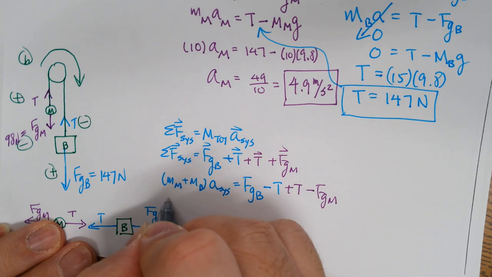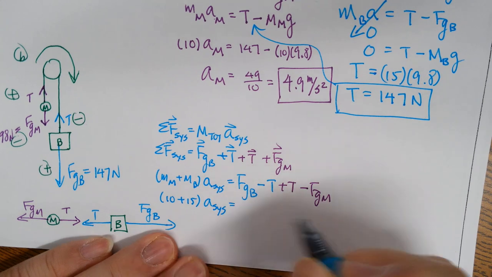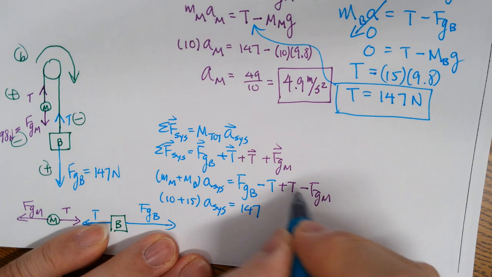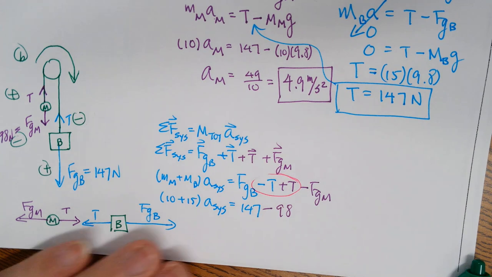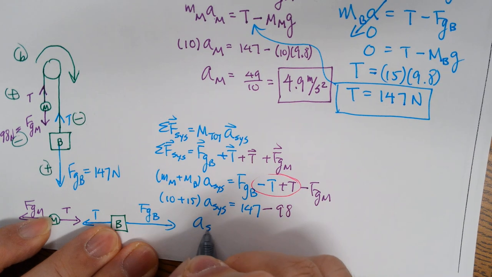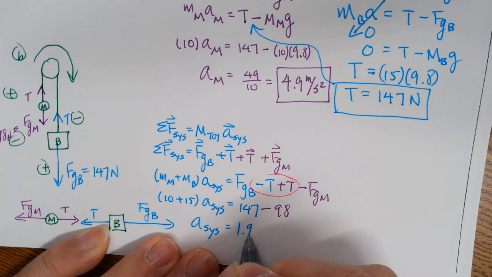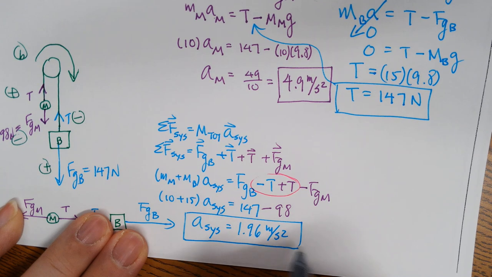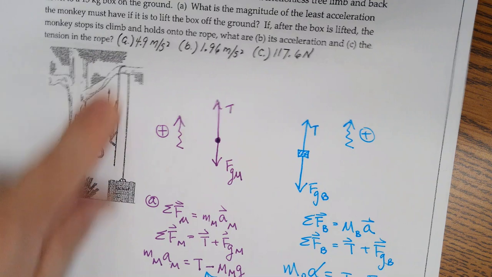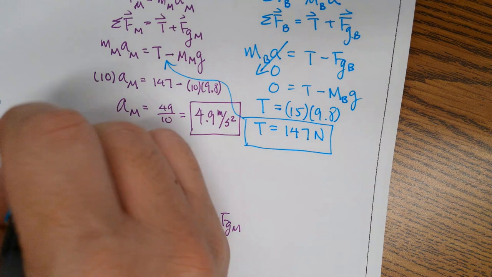Alright, so here I have 10 plus 15 times the acceleration of the system is equal to 147. Again, this adds up to 0 minus 98. So hopefully you can figure out the acceleration of the whole system by now, and that should come out to 1.96 meters per second squared. So the monkey's going to get pulled up. Okay. So that is part B.